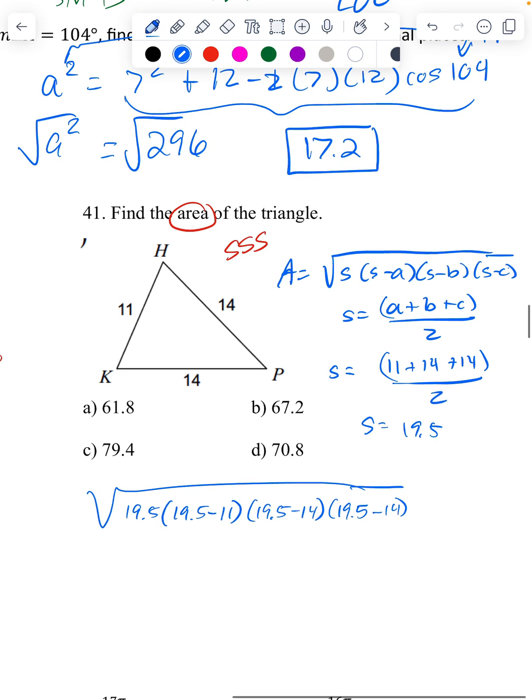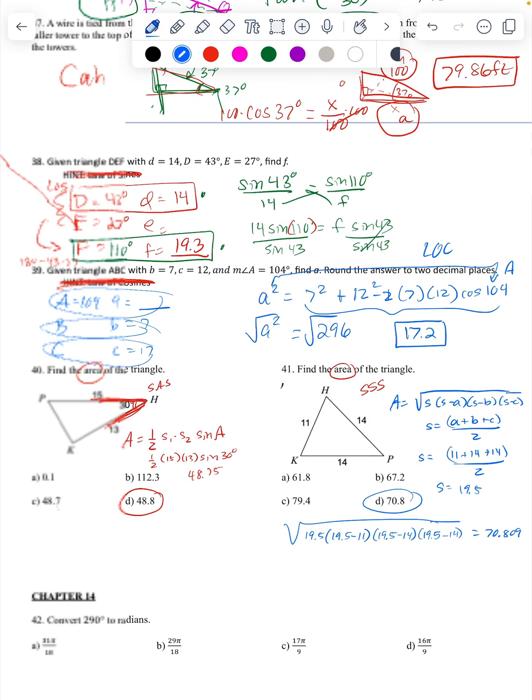Okay, so that's just a lot of stuff to put into your calculator, but this all comes out when you use the square root at the end to be 70.809. So 70.8 is your best bet. So that is D.